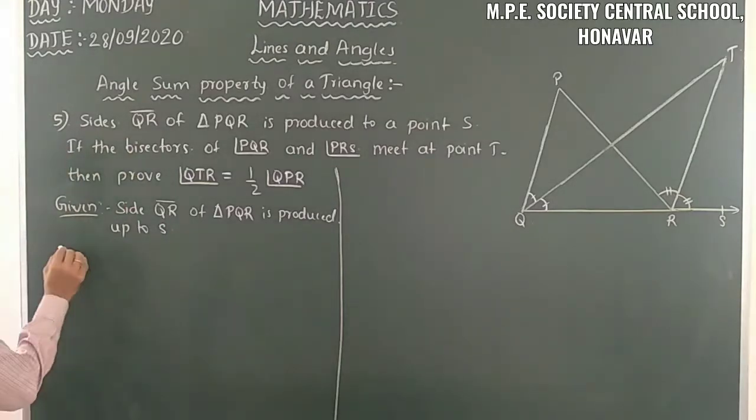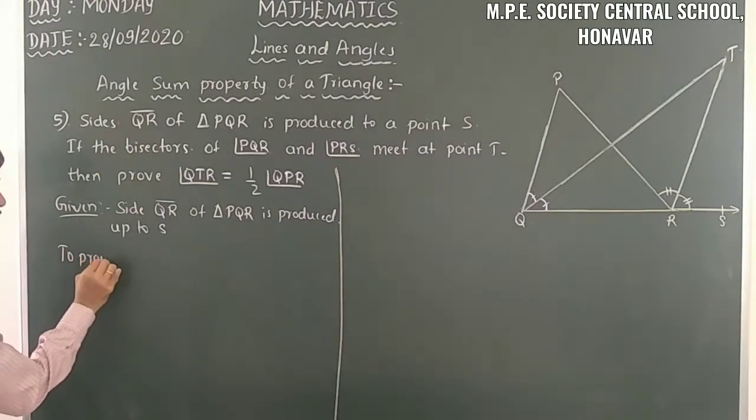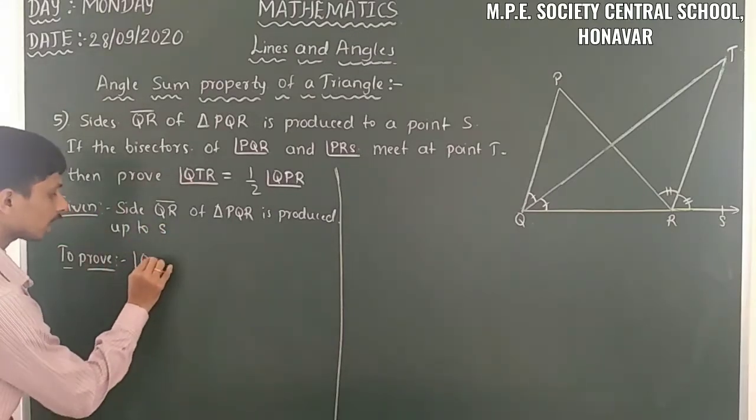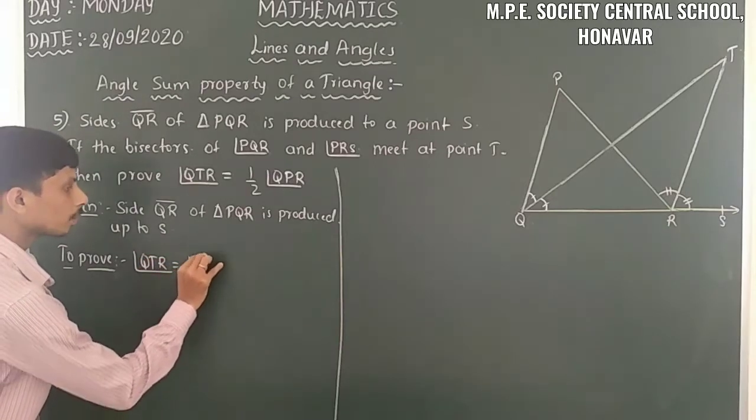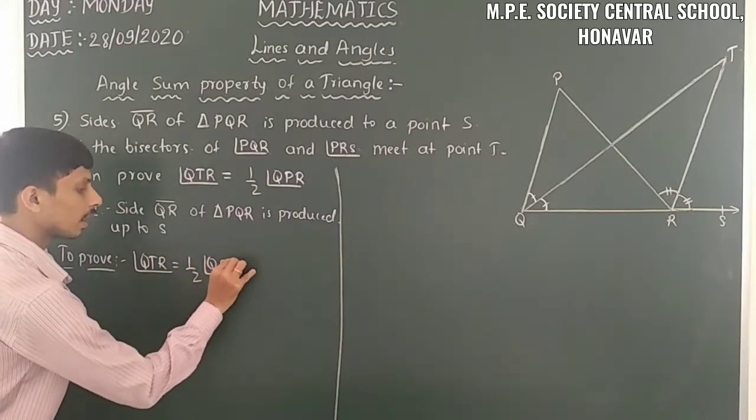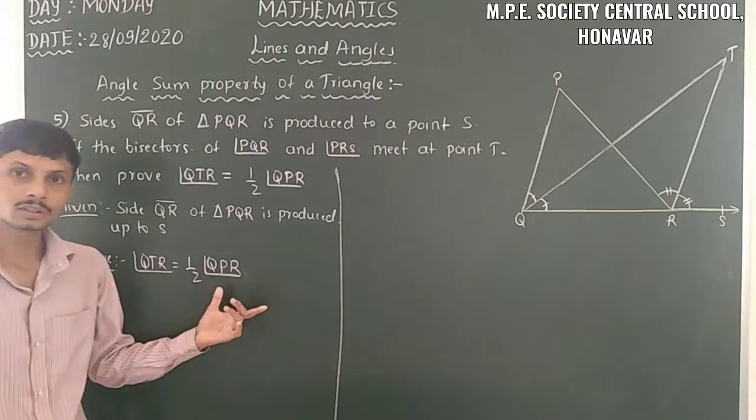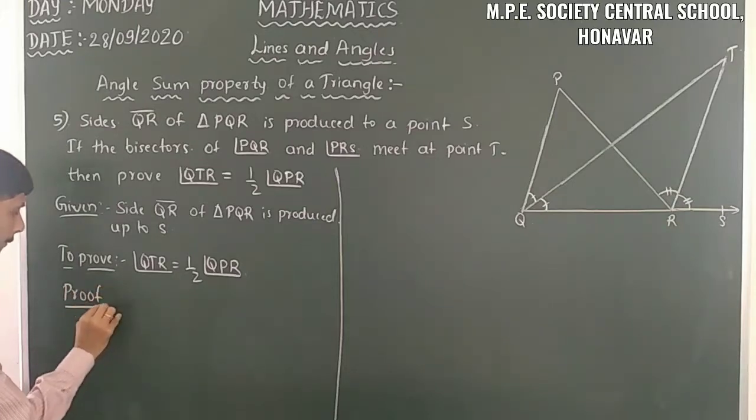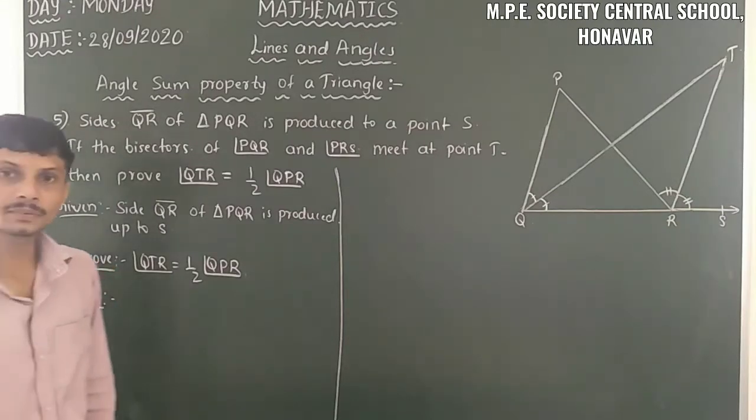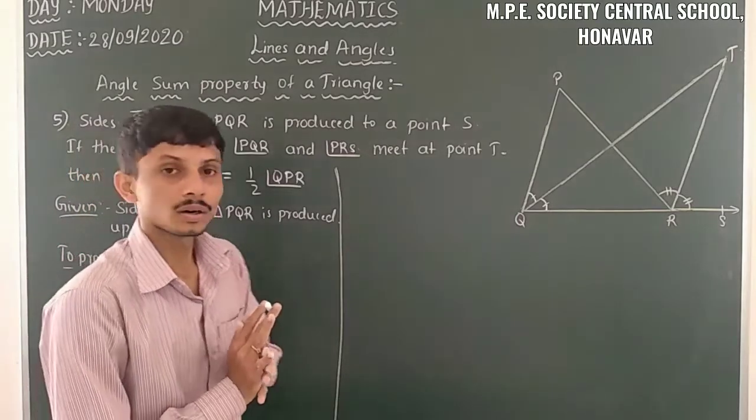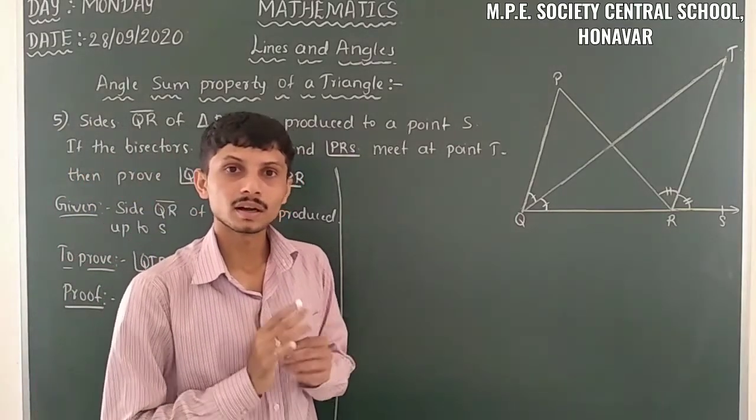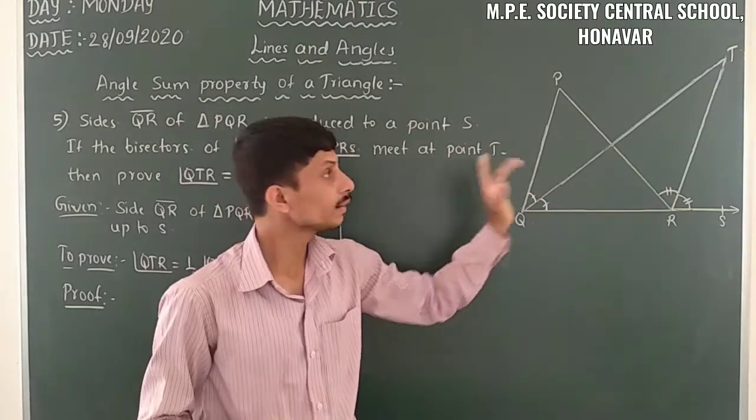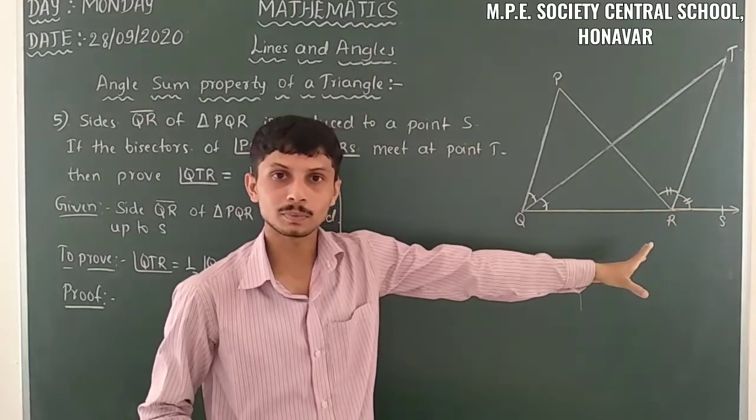Then what we have to prove? To prove: angle QTR is equal to half of angle QPR. Then let us take the proof. Firstly, I will consider a triangle. QTR is a triangle and TRS is the exterior angle formed.